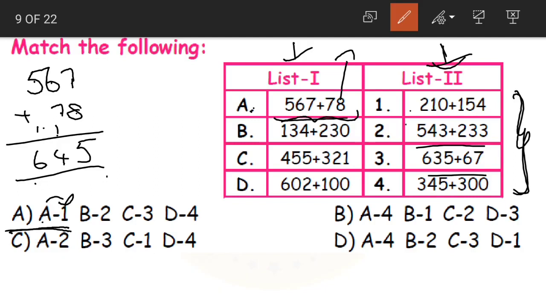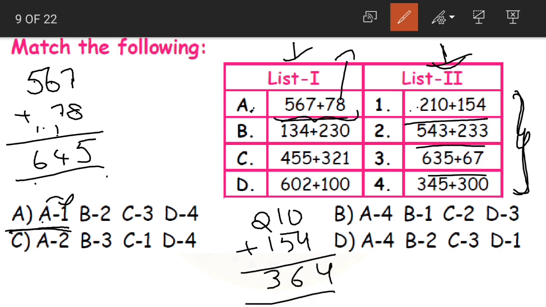Now look at A and look at 1. See, if you look at 1, 210 plus 154. What will the answer be? 4, 6, 3. 364. Is it the correct answer? No. So option A is wrong. Moving on to option B. They are saying A can be equal to 4. Now look at option number 4.